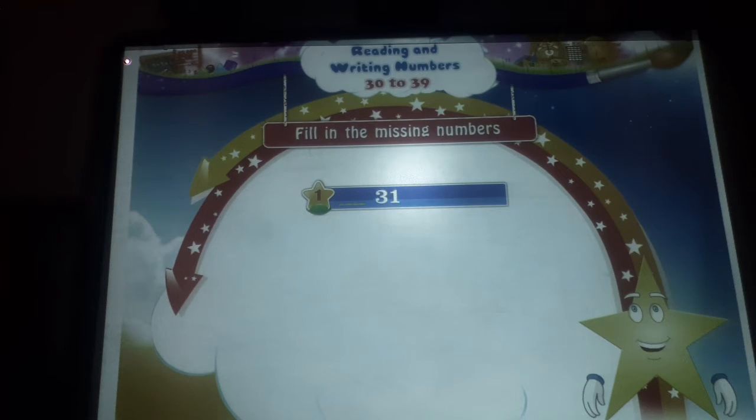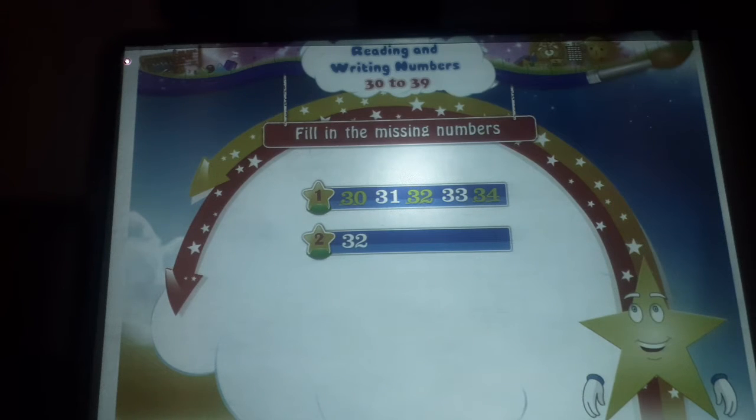And now fit in the missing numbers. Dash, 31, dash, 33, dash. 30, 32, and 34. 32, dash, dash, dash, 36. The missing numbers are 33, 34, and 35.